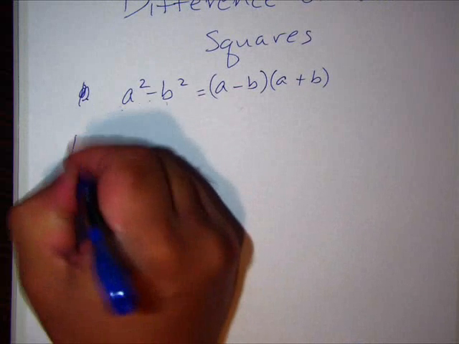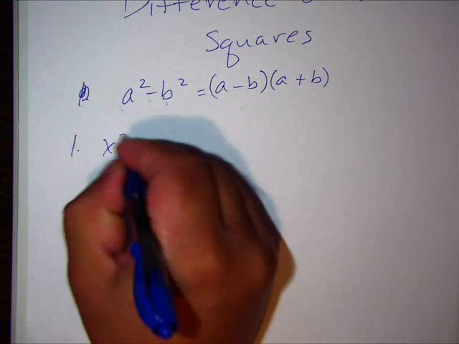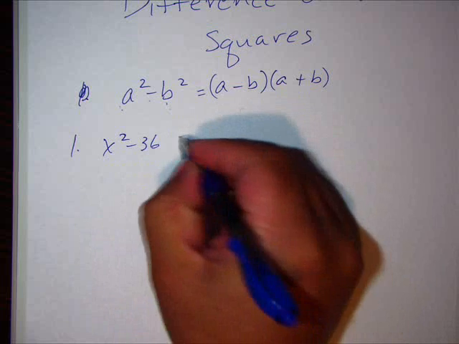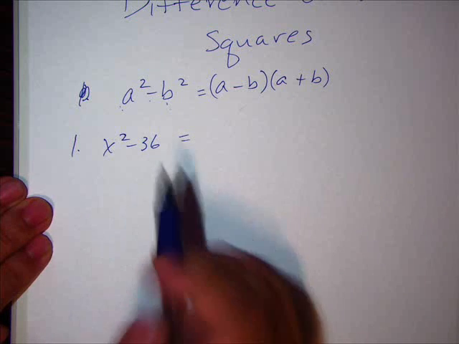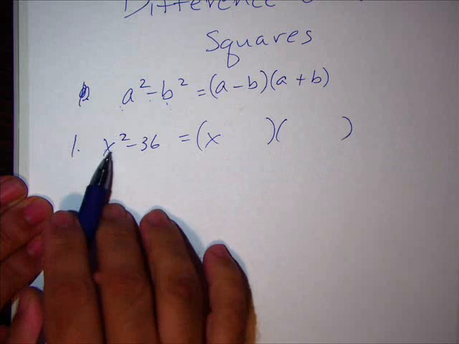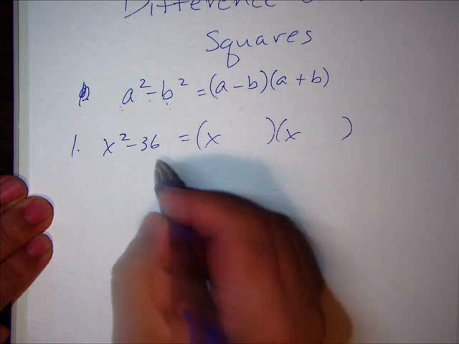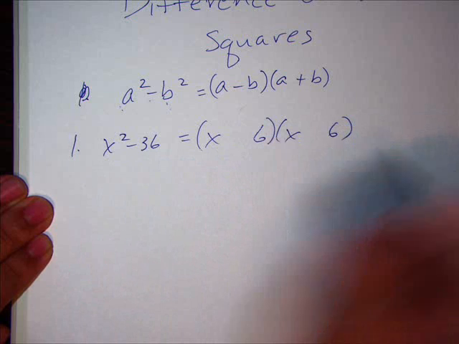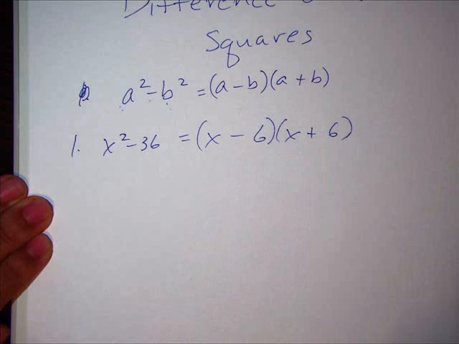Number 1. So here we have a difference of two squares. The square root of x squared would be x. The square root of 36 is 6. And minus, plus. That's it.